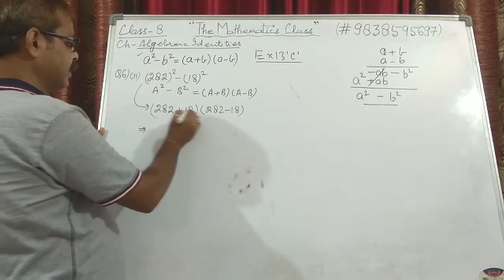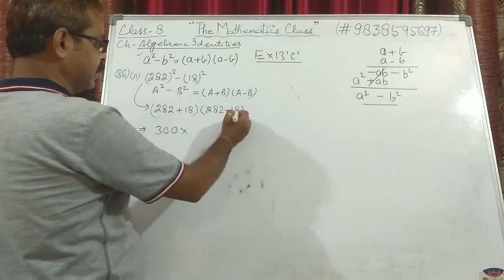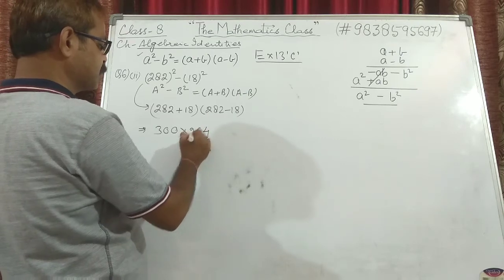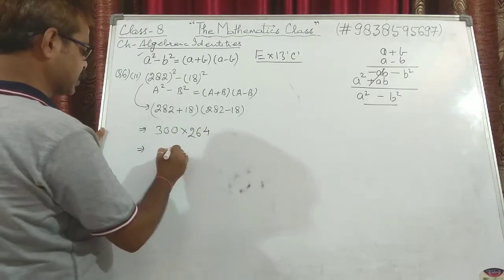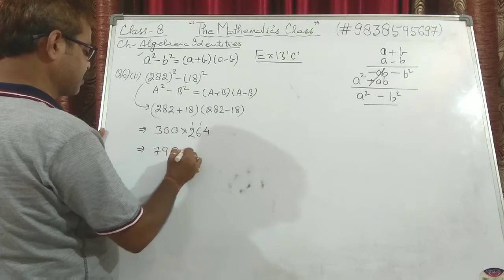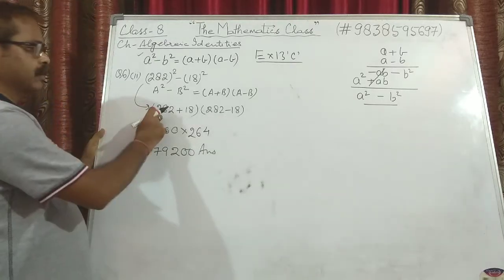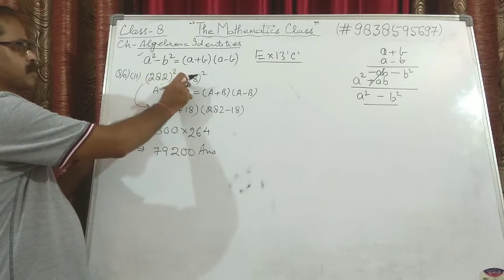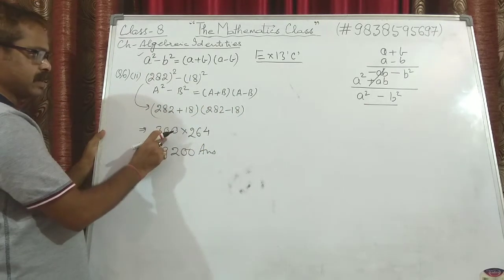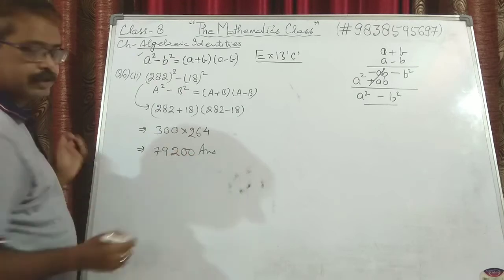Now when you add 282 and 18, you get 300. 282 minus 18 is 264. So it is 300 into 264. When you multiply, 4 threes are 12, 6 threes are 18, 1 is 19, and so on, giving 79200 as the final value. So 282 square minus 18 square is written as a plus b into a minus b: 282 plus 18 is 300, 282 minus 18 is 264. Now it is simple multiplication, so when you multiply you will get this value.